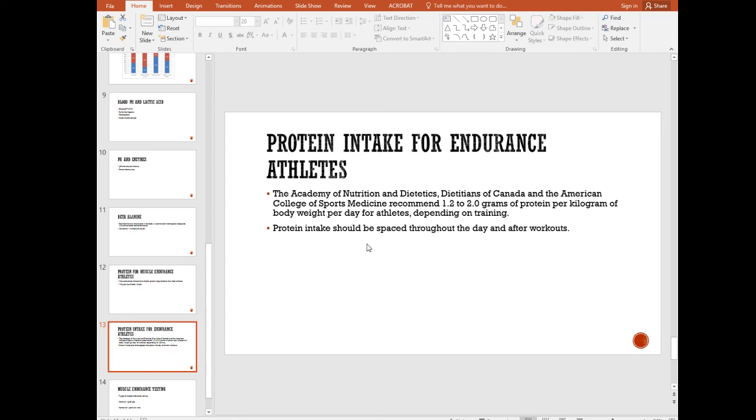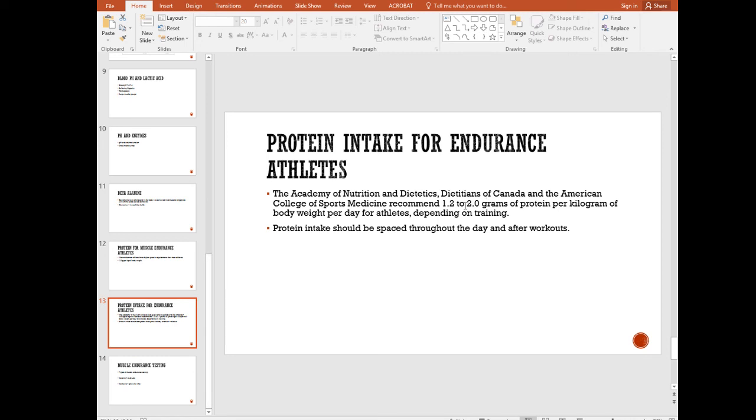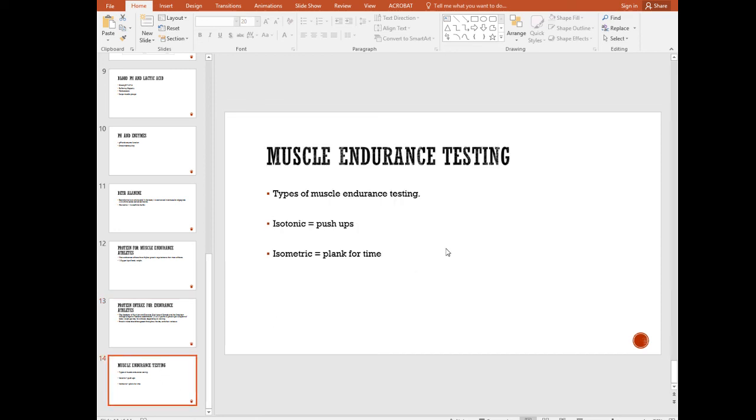and it just depends on training. So you need to make sure that that's spread out, not taken in one lump sum, because your body won't be able to use more than 30 or 40 grams, depending on the person, at a time. And so you'll just end up filtering that out and peeing away the protein. And it's hard on your kidneys.